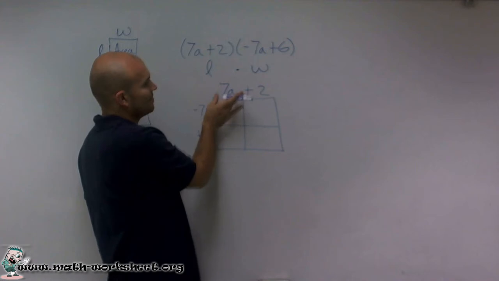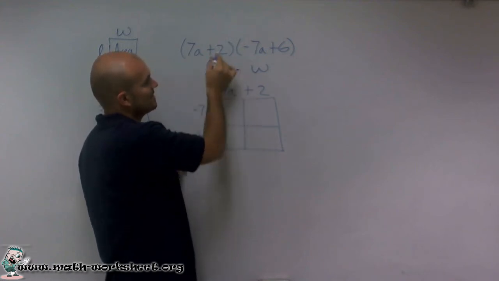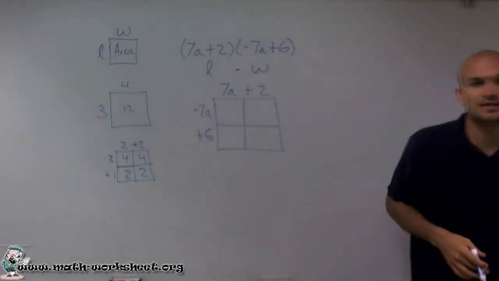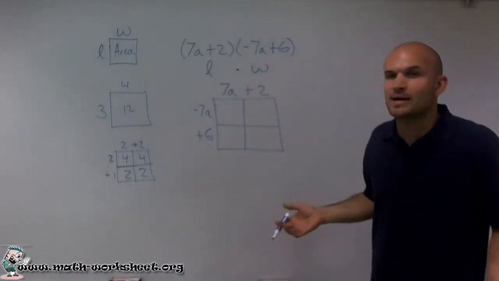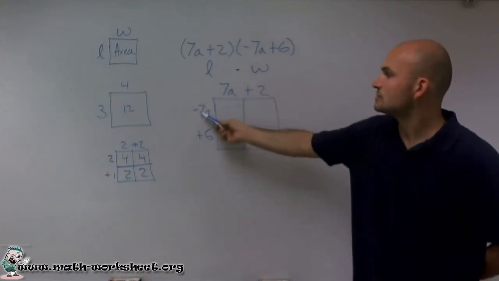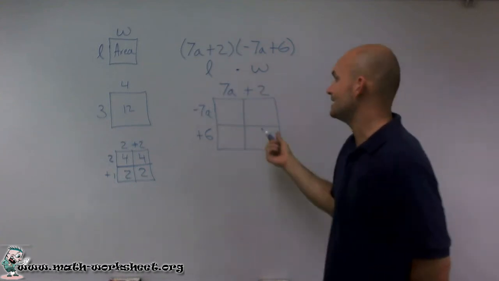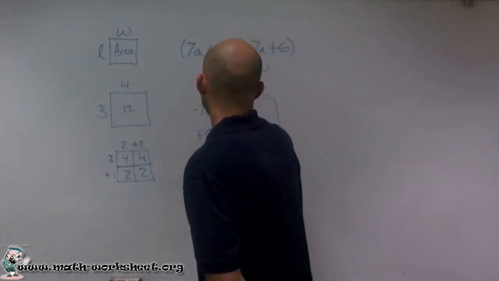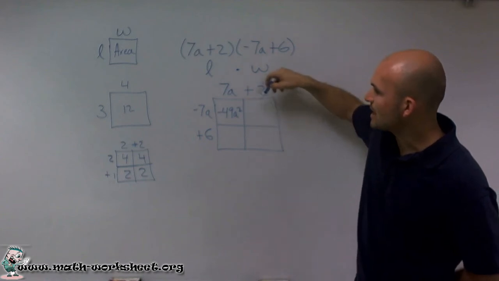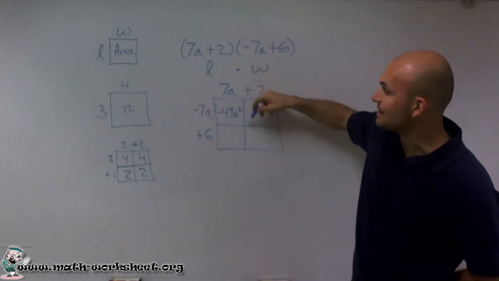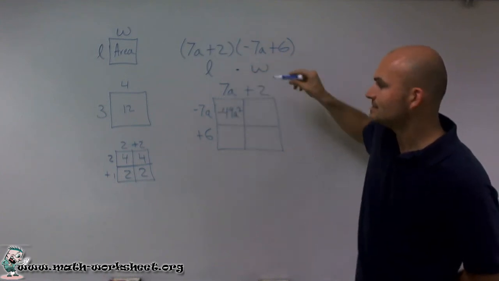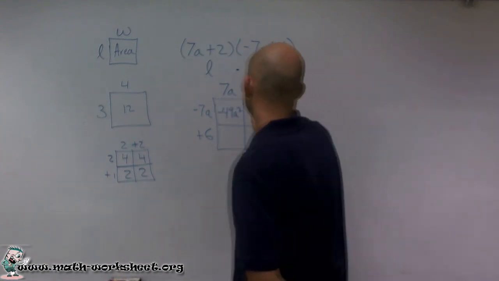I can say this 7a is going to represent this length, and 2 will represent that length. The next thing I need to do is remember that we multiply to find the area. You take the length times the width to find the area. So negative 7a times 7a is negative 49a squared. Then I find the area of this box. The length is negative 7a, and the width is positive 2. Negative 7a times 2 is negative 14a.